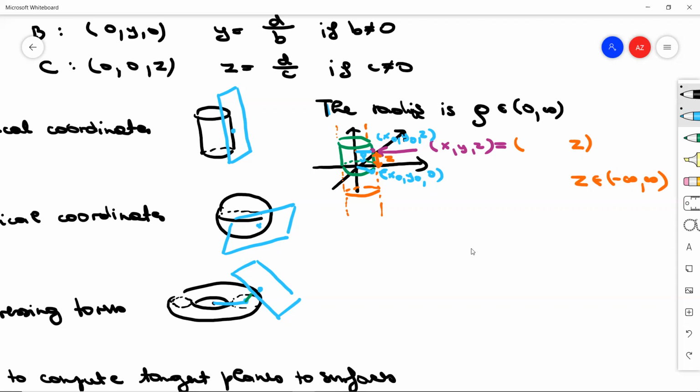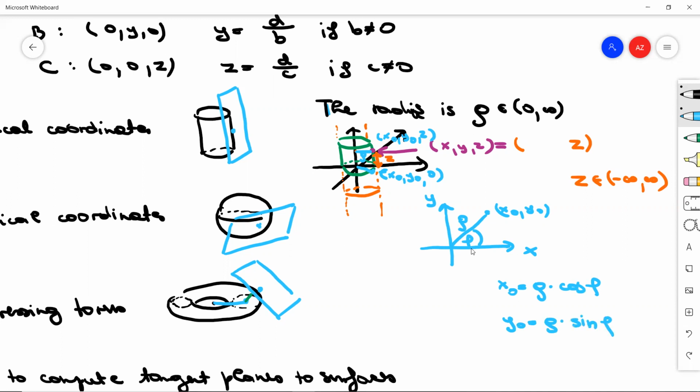So I will draw another picture here. If we are in the xy plane and we have here the point x naught, y naught, we know that this distance is exactly the radius of the cylinder, rho. So it remains to know this angle phi, and this is our parameter. Then x naught is rho times cosine phi, and y naught is rho times sine phi. So we have rho cosine phi, rho sine phi, and z. This rho is fixed, and phi runs from 0 to 2 pi.